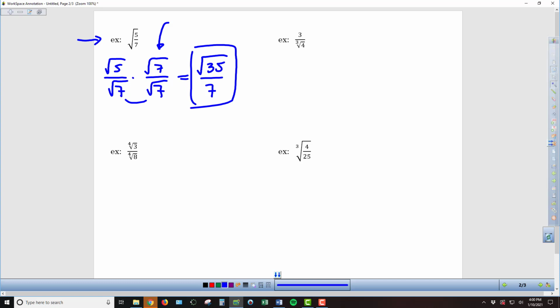So again, our technique is to multiply the top and bottom by square root of 7 in order to make a pair of numbers underneath the square root symbol so that we can take it out and end up with no radical in the denominator.